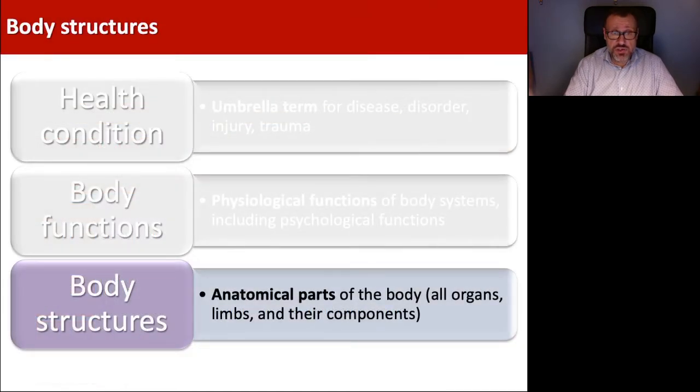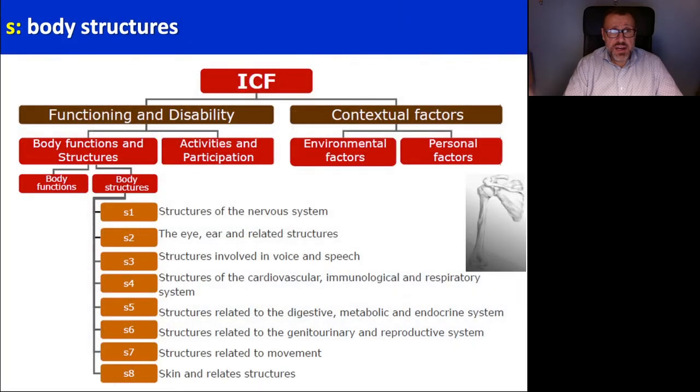Then we got the body structures, which are the anatomical parts of the body. So basically all organs, limbs and their components. They are identified within the ICF by the letter S, which stands for body structure. Basically we've got 8 main chapters, numbered from 1 to 8. And again, this could be the main index of a textbook of anatomy.